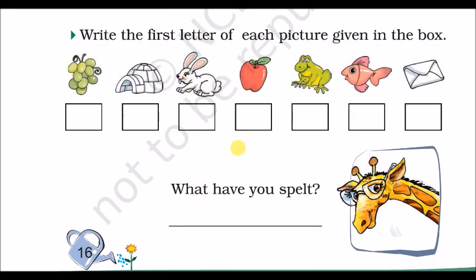Write the first letter of each picture given in the box. Grapes, G. Igloo, I. Rabbit, R. Apple, A. Frog, F. Fish, F. And this is post, email.